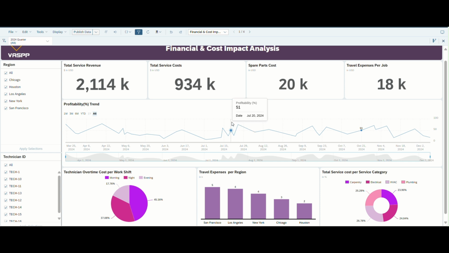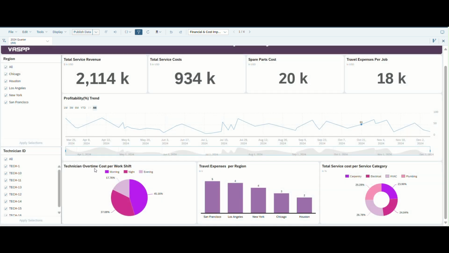Next, this donut chart shows the technician overtime cost per work shift. The morning shift contributes the highest at 28.31%, followed by the night shift at 33.08%, and the evening shift at 38.51%. This suggests most overtime costs are incurred during the morning, indicating a potential imbalance in technician scheduling. Operations teams can use this insight to optimize shift planning and control labor costs.